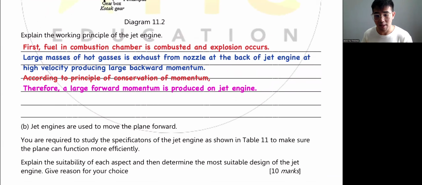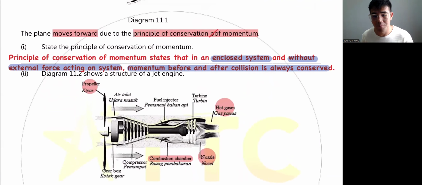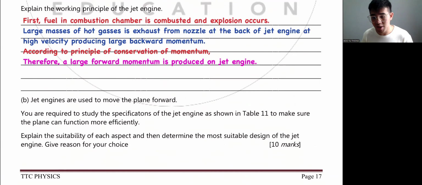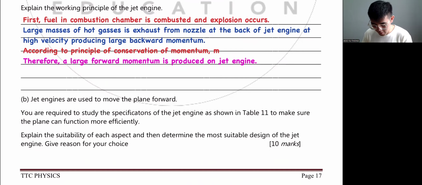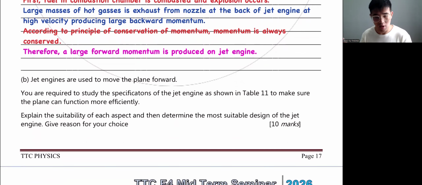We are going to explain the principle of conservation of momentum, but we don't have to explain like what we did just now. Just now that one is a very complete one. But for this one, you can go straight to the point, just explain the main point of the conservation of momentum principle. Very simple. Momentum is always conserved. That's it.